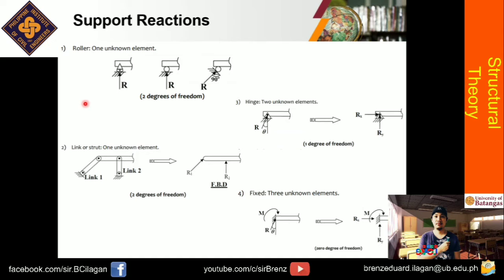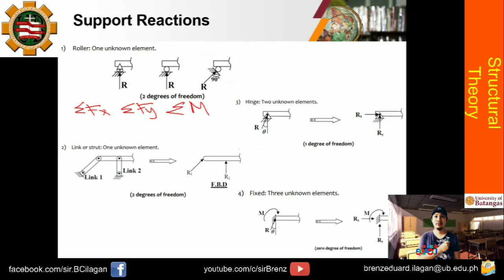Diba sa ating equilibrium equations, meron tayong tatlong equations of equilibrium. We have summation of forces x, summation of forces y, and summation of moments. Since ang unknown dito is one unknown element, meron ka pang dalawang equation na pwedeng gamitin in order to solve for the other unknowns. Kaya nangyari, 2 degrees of freedom. Ang nangyari lang, 3 minus 1, so dun mo malalaman yung degree. Kaya naging 2. Next, we have the link or strut, a one-unknown element.